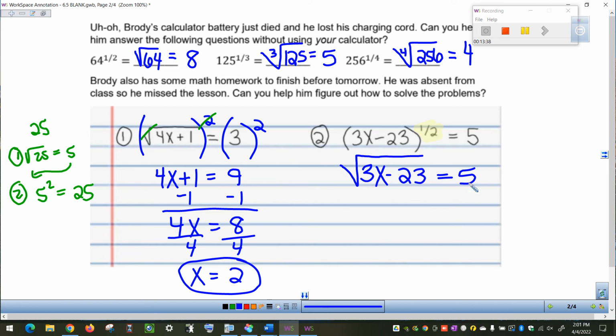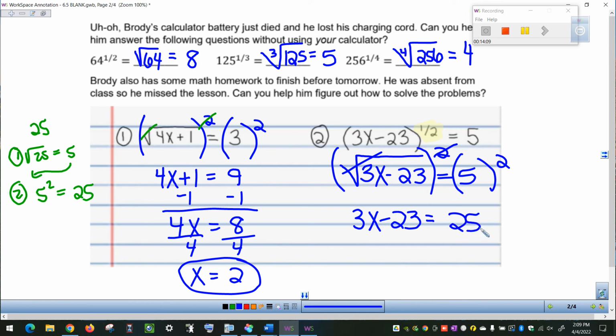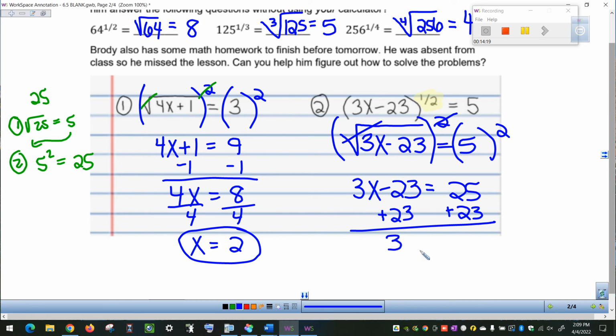And now that we've turned it into the form of the first equation, we can just continue solving it the exact same way. So next step will be squaring both sides. That square is going to undo the square root symbol, leaving us with just 3x minus 23. And we do have 5 squared on the other side. That turns into 25. And that leaves us, again, with another pretty simple equation to solve for x.